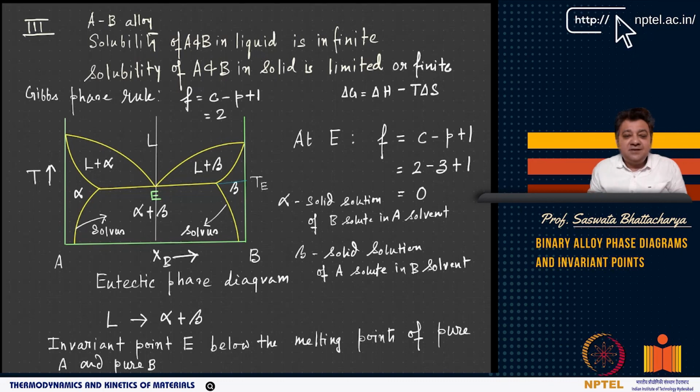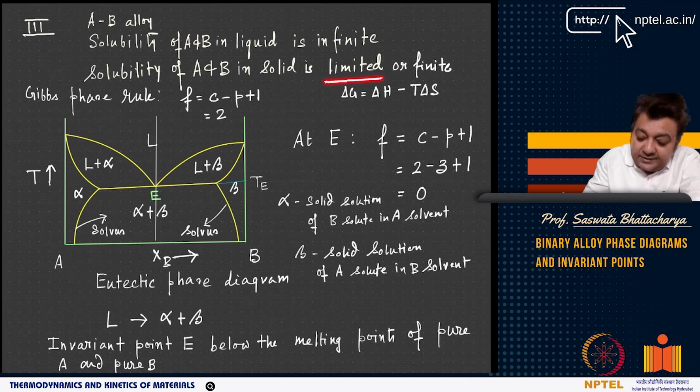However, type 3 is a very special case, and in fact a more general case of type 1. In type 3, the solubility of A and B in the liquid is infinite. However, the solubility of A and B in the solid is limited, or finite. There is a solubility limit. When I say solubility is limited, that means in solid A, the amount of B that can dissolve is limited. At a given temperature, there is a solubility limit.